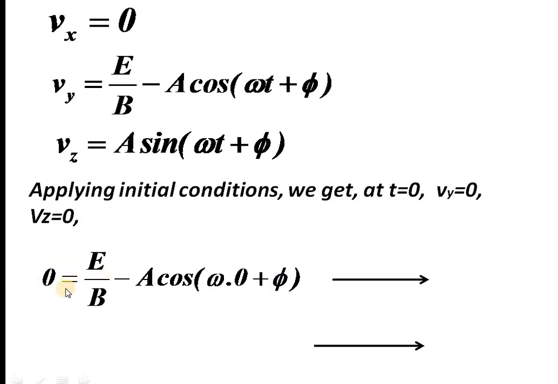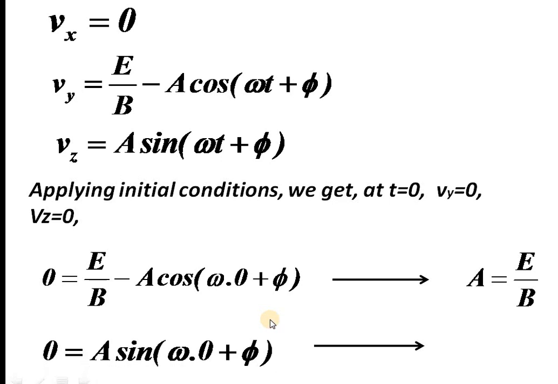So on the left hand side we have vy equal to 0. What happens? This will lead us to the conclusion that A is equal to E by B. And similarly, phi is equal to 0, which we have already got. So what happens next?